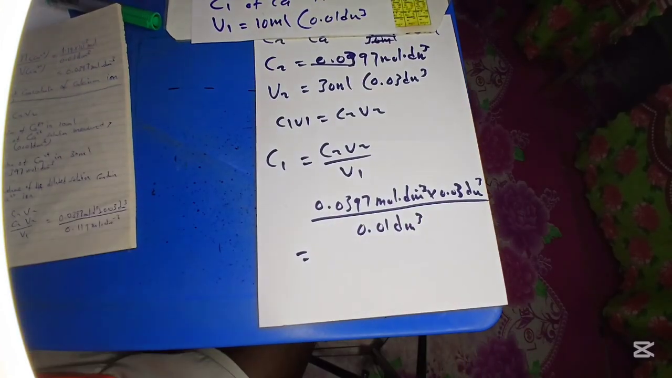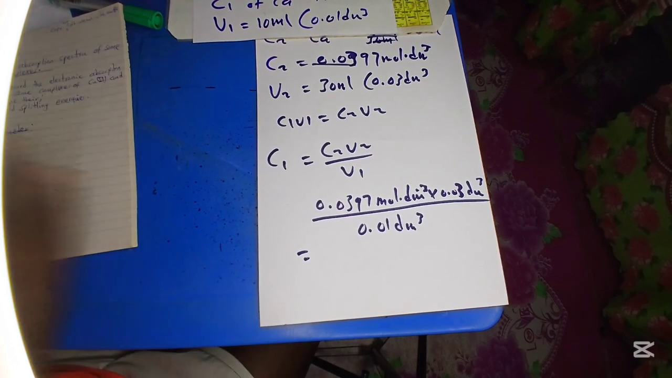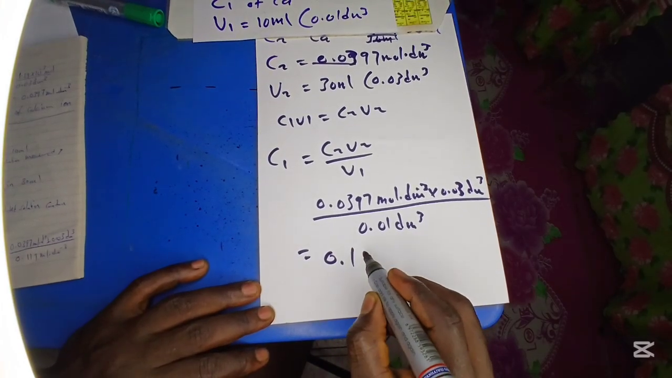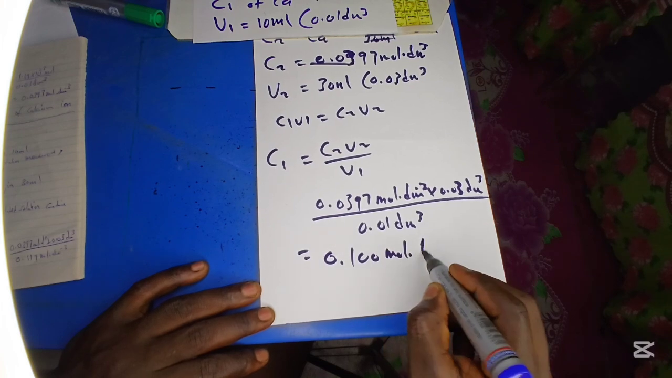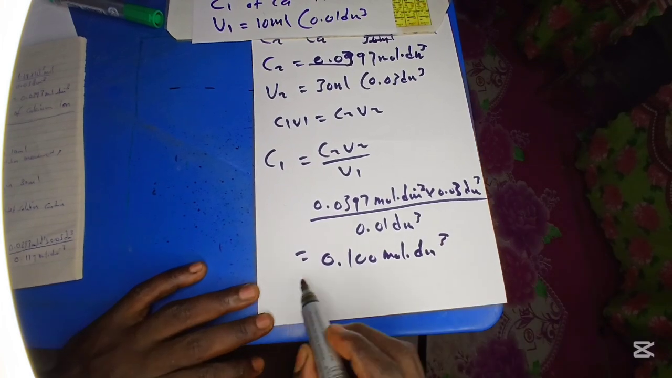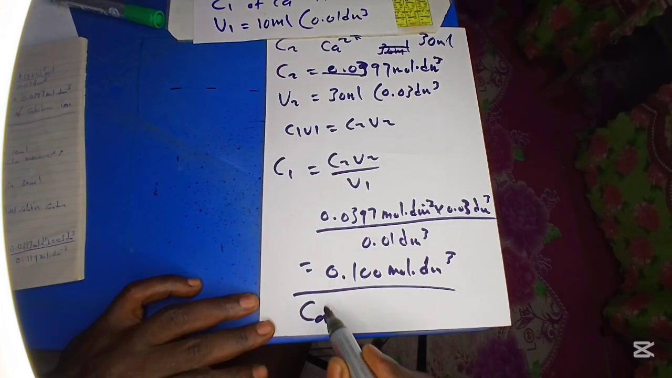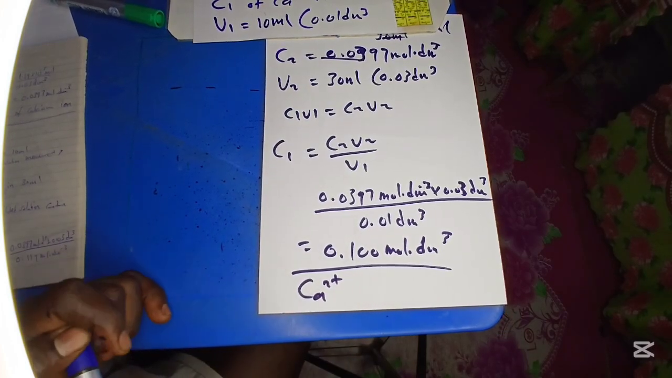So if you point this one on your calculator, you are going to get 0.100 mole per dm cube. So this is the concentration of Ca2 plus in the 10 ml solution that we took.